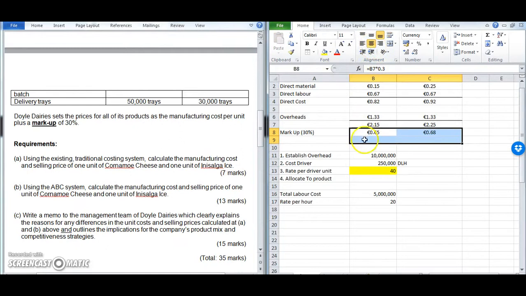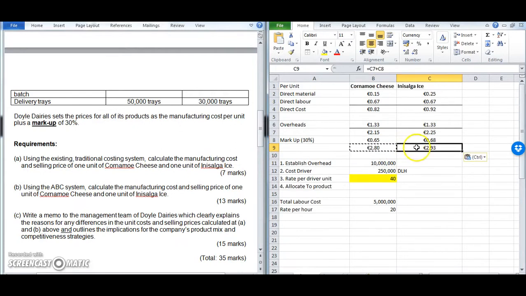So essentially now you want to mark up the cost by 30%, therefore you're going to have the cost plus the markup, which gives you your selling price. You're selling that for 280, and you're going to sell the ice product for 293. So your standard product that's particularly high volume is going to cost 280 in the market, and 293 is what your premium product is going to sell for.